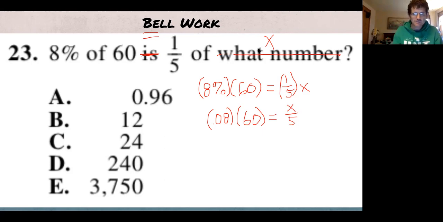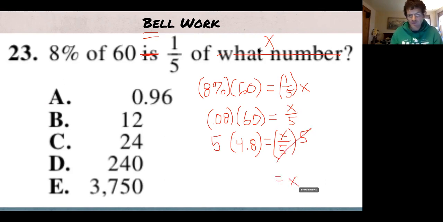So if I do 8% times 60, you can plug that into your calculator, or 0.08 times 60, that's going to be 4.8 equals x over 5. And now I can do the final step here, which is just to multiply this times 5, which means I need to do the same thing on the right. And those 5's cancel out. I'm left with x equals 5 times 4.8, which is 24. And again, you can plug that into your calculator, double check.